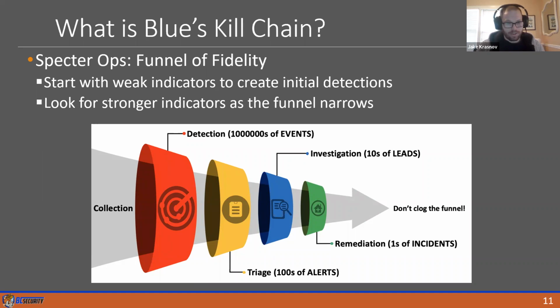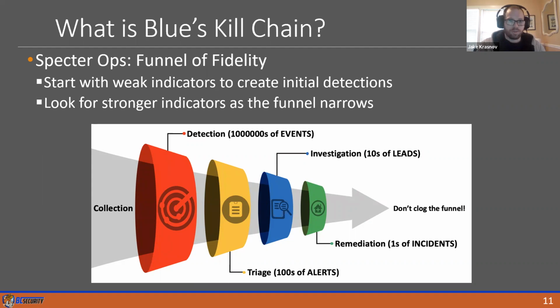They originally designed it as a way to help Blue analyze where their process was failing, but it is also a very useful way for us to think about how Blue is doing their collections and what pieces we can attack. It starts off with weak indicators to create your initial detections, and then you step through it a little bit at a time as you shrink down, getting to less and less pieces of information to deal with and fewer events to look at.